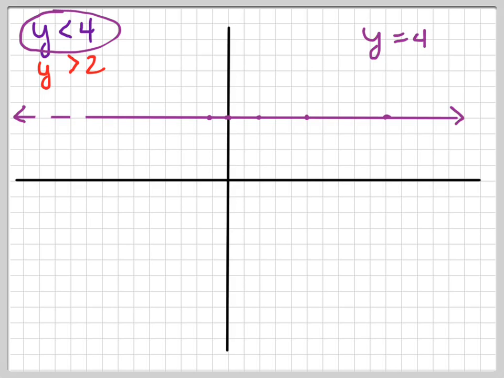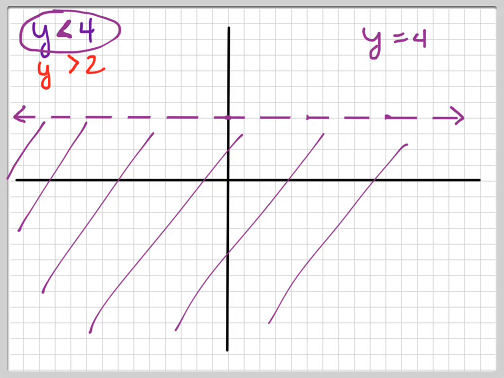So it's a horizontal line, but it needs to be dotted. It needs to be dotted because it doesn't say that y is greater than or equal to 4, it just says y is less than 4. And since it's less than 4, well, what points are less than 4? Anything below it is less than 4.